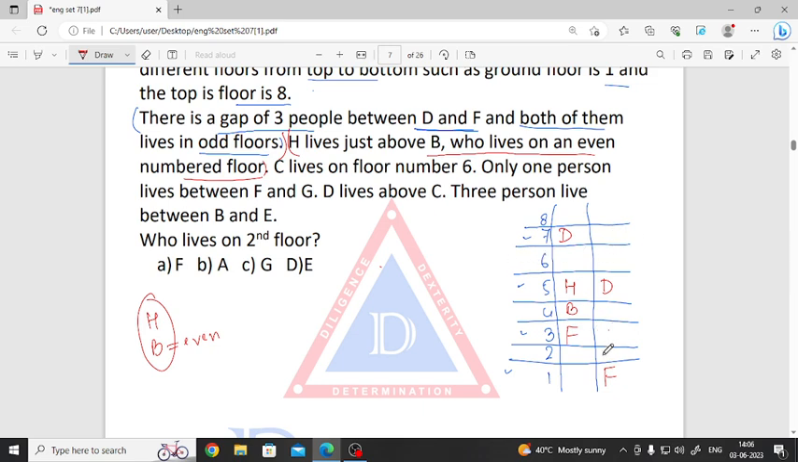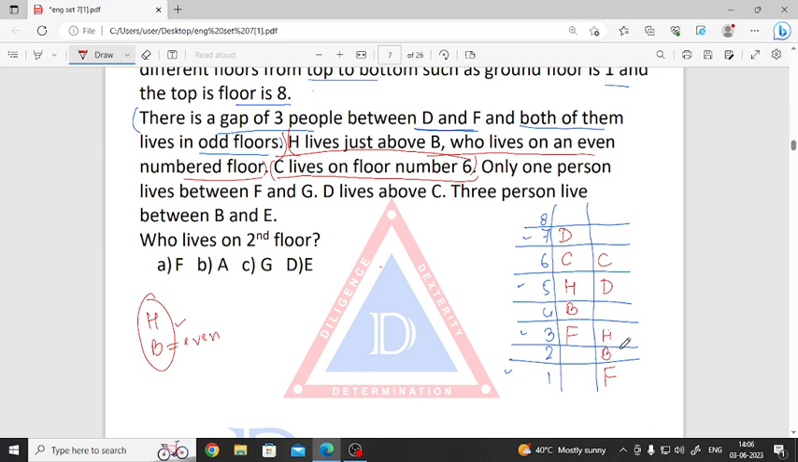If H is here, B can be here. So we get 2 possibilities. Okay, let's leave it for now. Then C lives on floor number 6. It is a definite conclusion that C is on 6 number floor. So we write C here. Now just take this one, H and B. B cannot be here because C is taken. So H should be here and B should be here.